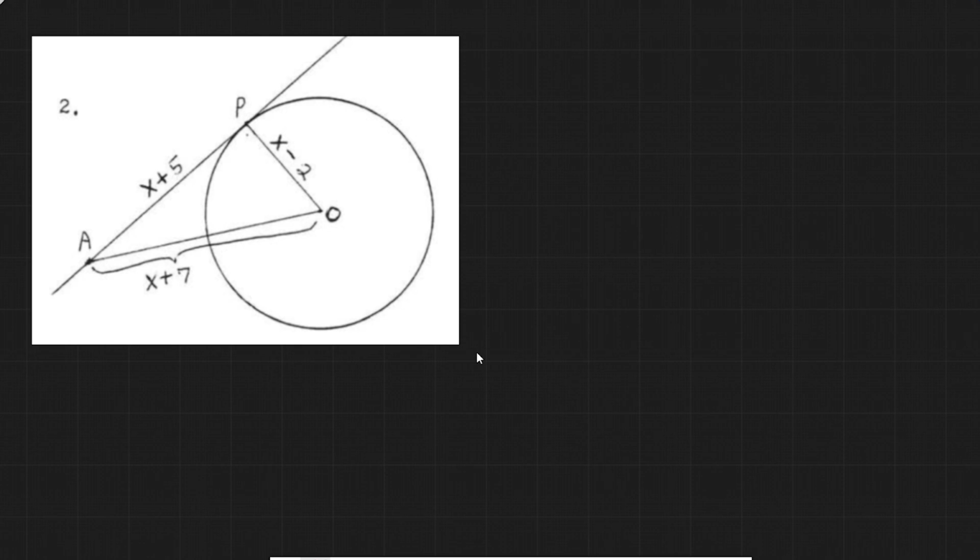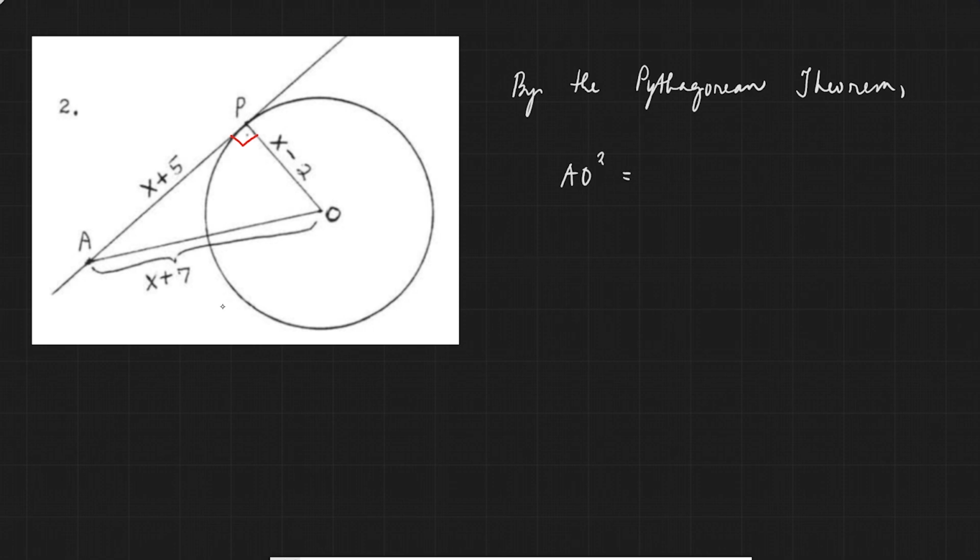Let's apply theorem number 1 and theorem number 2. Let's have this example. Based on property number 1 and number 2, we know that the tangent line is perpendicular to the radius. So this is perpendicular. Therefore, APO is a right triangle. If it's a right triangle, we can use the Pythagorean theorem. By the Pythagorean theorem, the hypotenuse is AO, so AO squared is equal to the sum of the squares of the legs: AP squared plus PO squared. AO is x plus 7.